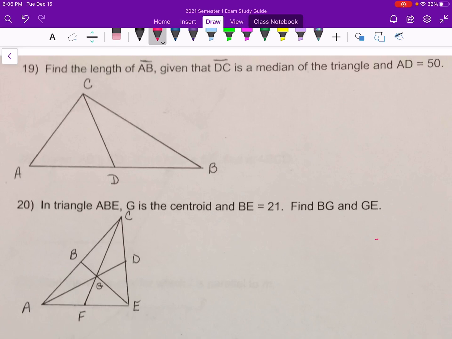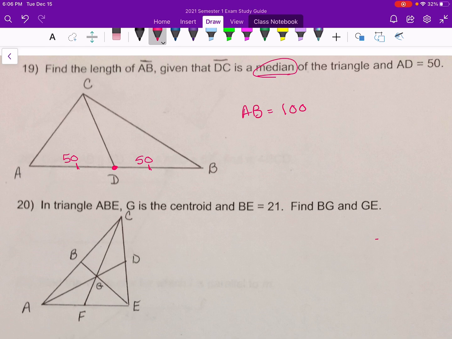Page 4 of our study guide starts with number 19, which asks to find the length of AB, which is the entire bottom of this triangle, given that DC is a median and AD is 50. One of the important words here is the word median. Median means cuts it in the middle. So D is a midpoint. So AD and DB are the same. So if one is 50, the other is 50. And that's all we need to find the length from A to B. It's 50 plus 50, or 100 in length.